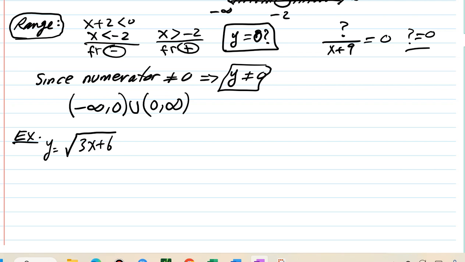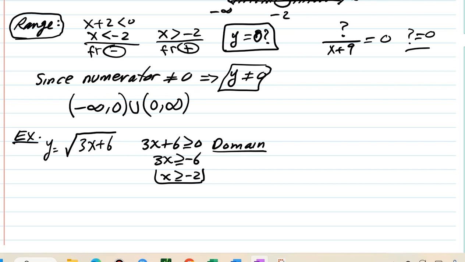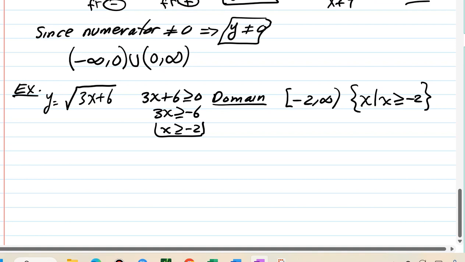And again, in this course, we're just interested in real functions. So I'm going to set the radicand 3x plus 6 greater than or equal to 0. Subtract 6 and divide by 3. And there you go. So this would be the domain of this expression. x must be at least negative 2. So that means negative 2 to infinity. That is the domain. Or we can say all x such that x is greater than or equal to negative 2. That will give us our set builder notation. And that's our domain. What about the range?